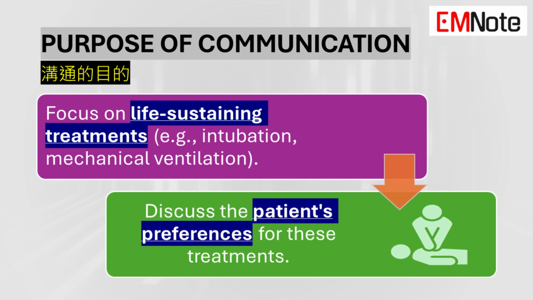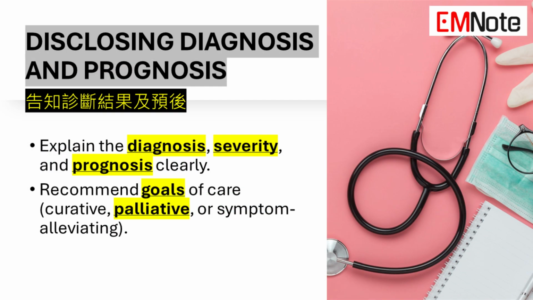Purpose of communication. Clarify that the discussion is focused on life-sustaining treatments such as endotracheal intubation, mechanical ventilation, chest compressions, and electric defibrillation. Disclosing diagnosis and prognosis. Clearly explain the patient's diagnosis, the severity of the disease, and the expected prognosis. Offer a medical recommendation on the goals of care, whether it is curative, symptom-alleviating, or palliative.